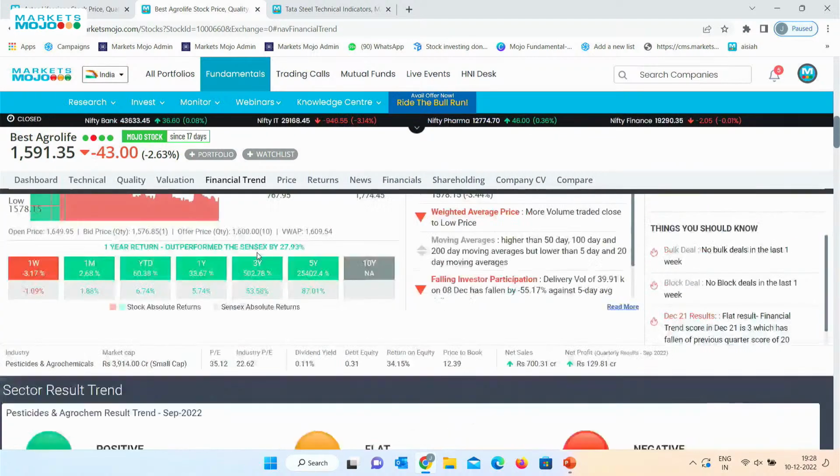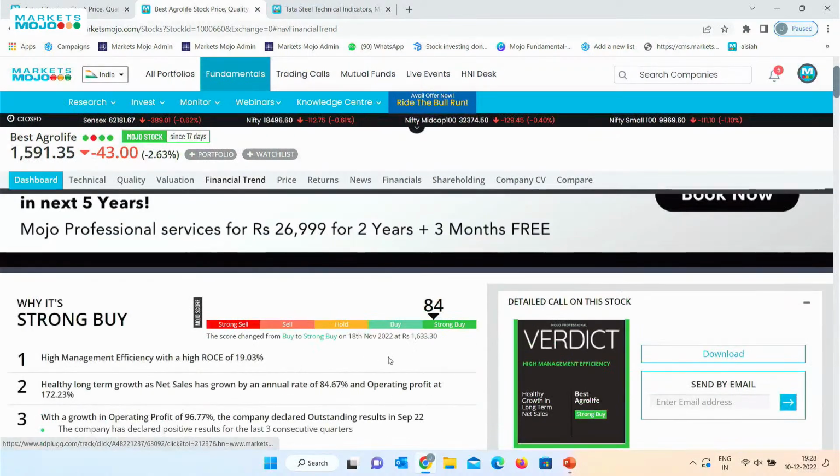So if you ask me in brief about exit strategy, you can look at 3 to 4 different things. One is the change in the score, the technical as well as the financial trend indicator, to give you some idea as to when I have to look at exiting the stock now.